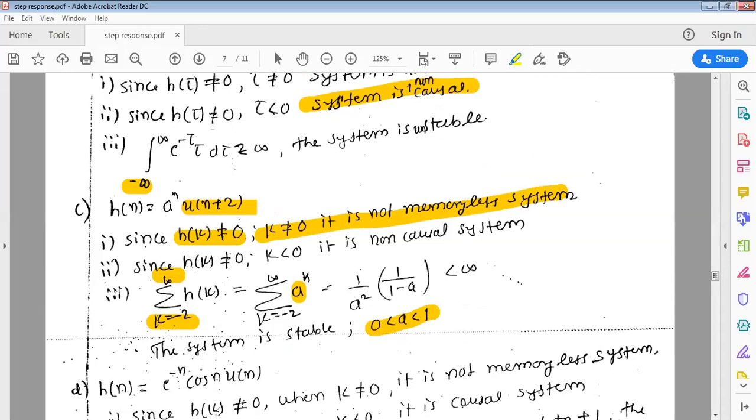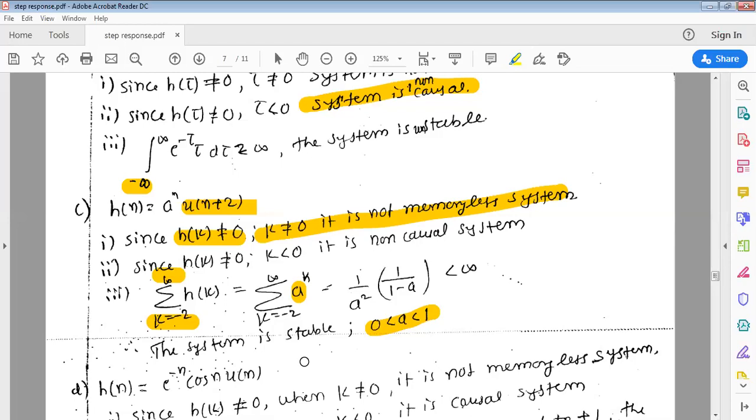Now you take this example, e power minus n into cos of n into u of n. Whether the system has memory or is memoryless. Whether the system has a finite value when n is given 1. It is e power minus 1 cos of 1 into u of 1. Yes, it is existing. Once it is existing, then you can conclude that the system is not memoryless and the system has memory. Whether the system is causal or non-causal.